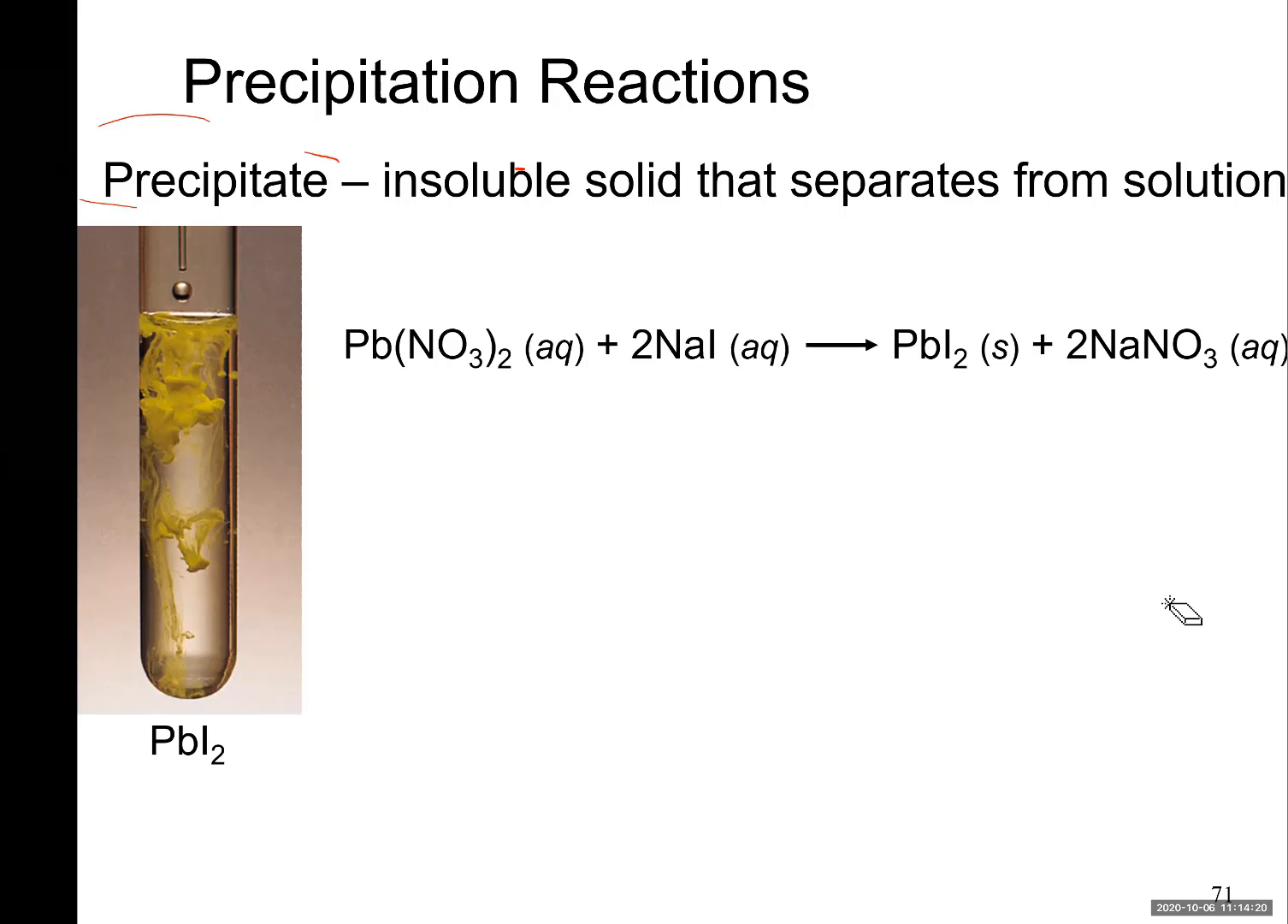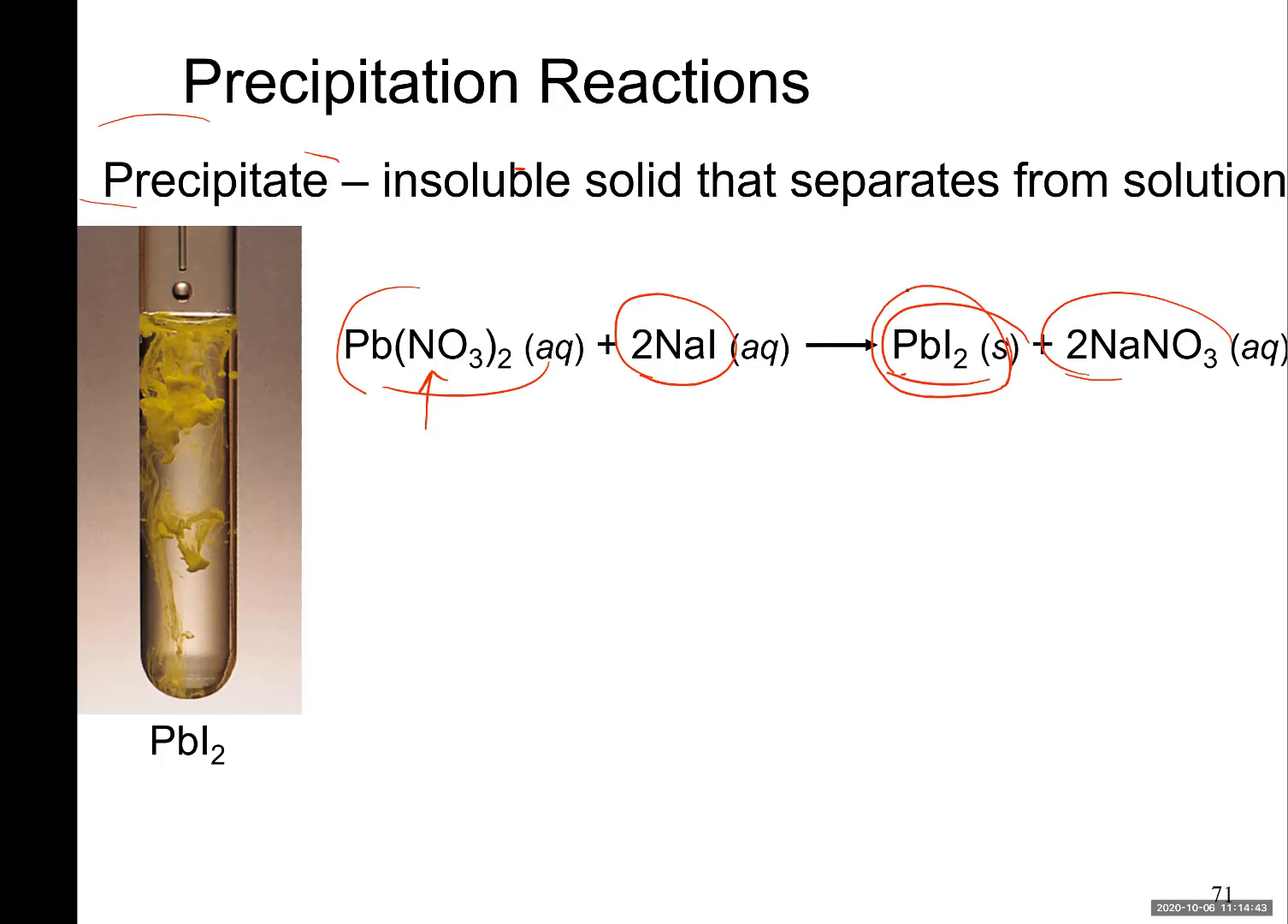So going back to the same reaction, we reacted sodium iodide with lead nitrate. We obtained lead iodide and sodium nitrate. This is a precipitation reaction because you have formation of a solid, insoluble product from reagents which are water soluble. That's why the insoluble part is called the precipitate, and that's why this reaction is a precipitation reaction.